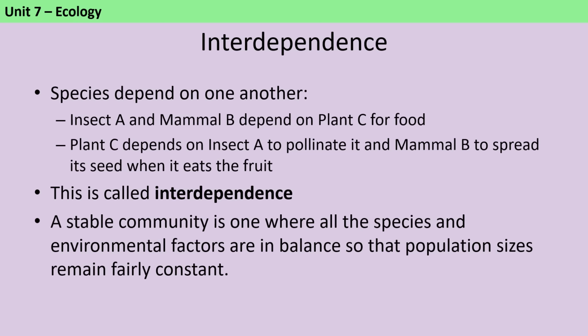When we talk about interdependence, we're talking about how species depend on one another for survival. So for instance, maybe insect A drinks the nectar of plant C as it's pollinating its flowers, and mammal B eats its fruit. And therefore plant C is dependent on insect A to pollinate it, and also mammal B to disperse its seeds, which are inside the fruit after it's eaten them. This is called interdependence, and in a stable community, all of the species and the environmental factors are in balance, so that the population sizes remain fairly constant year to year.